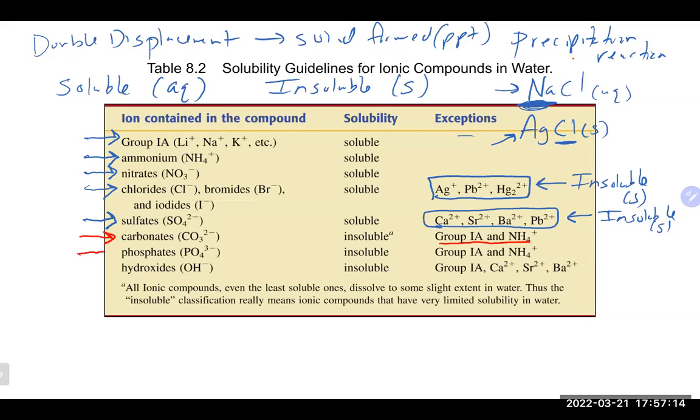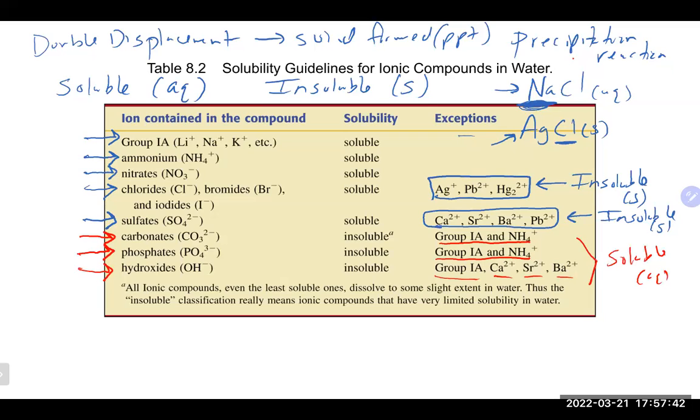Same thing with phosphate, going to be normally solid with everything, also except for group 1 and ammonium. And lastly, hydroxide typically will be insoluble in everything except for group 1, and some calcium, strontium, and barium are exceptions to it. So if you end up with one of these that are normally insoluble, these would then become soluble at that point.